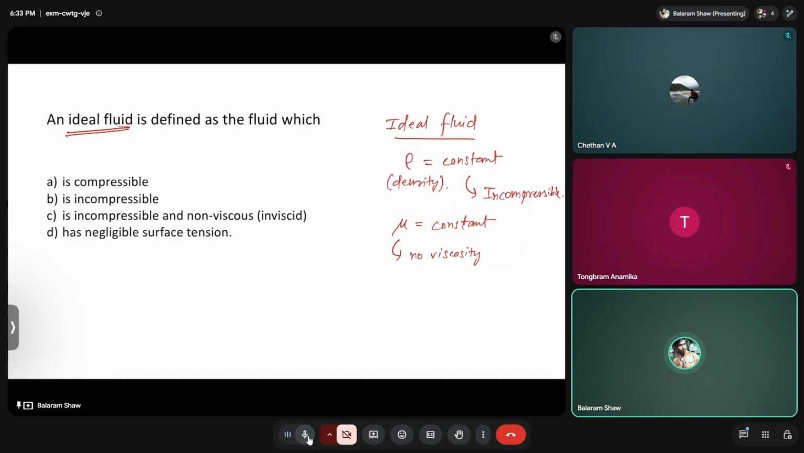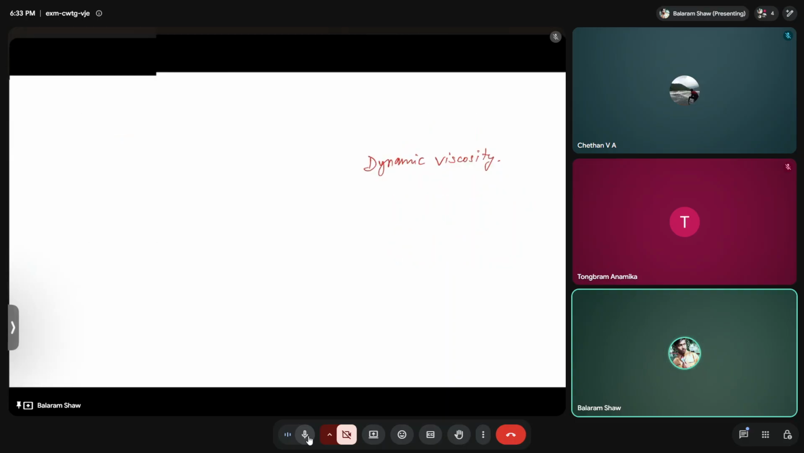Okay, we'll move to the next question. The next question is: kinematic viscosity is defined as the product of... Just now we talked about dynamic viscosity, right? Generally we see this using Newton's law of viscosity. We have also seen Reynolds number. For that I need to explain Reynolds number. I'll first explain Reynolds number and we'll come back here.